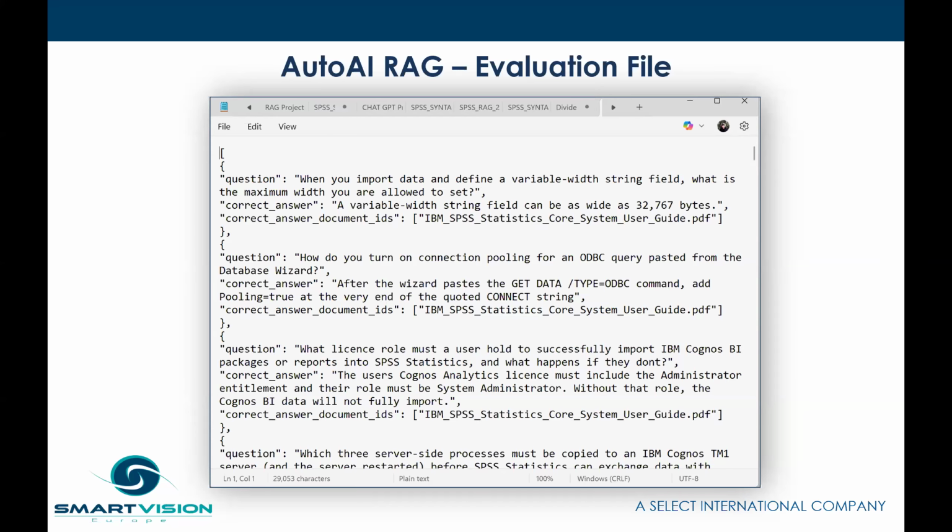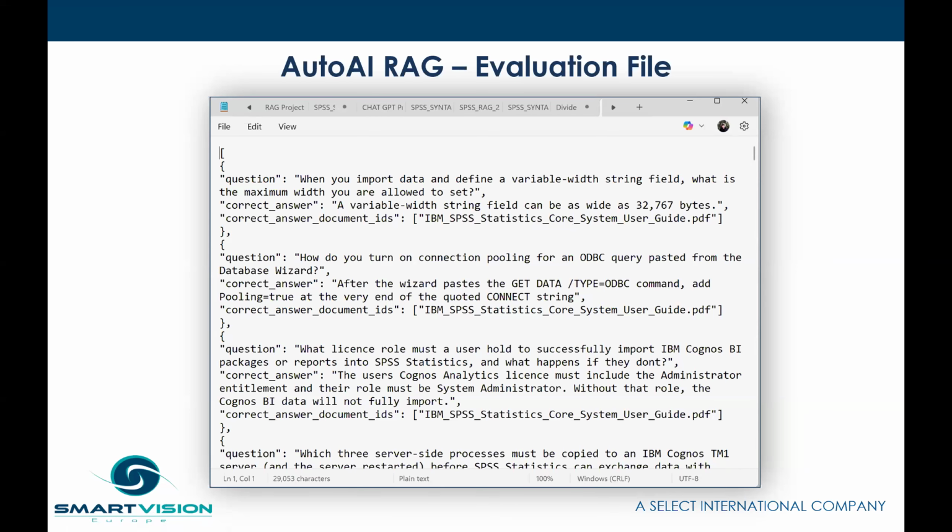So, they've got these parentheses, square brackets and curly brackets. The question is asked in quotation marks, then the correct answer is given, and you give it the correct answer ID. So I'm saying, like, when you import data and define a variable width string, what is the maximum width you're allowed to set? And I give an ideal answer, and I tell it where you can get that answer from. Now, that can be quite onerous for people to do, going through and creating these questions and answers.